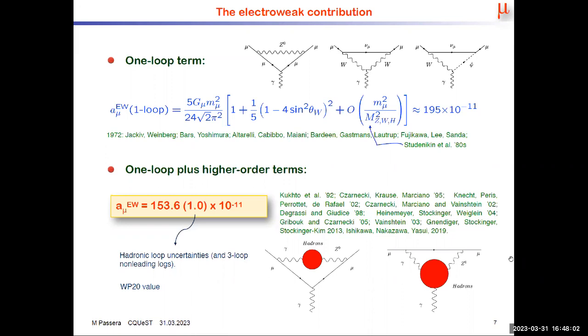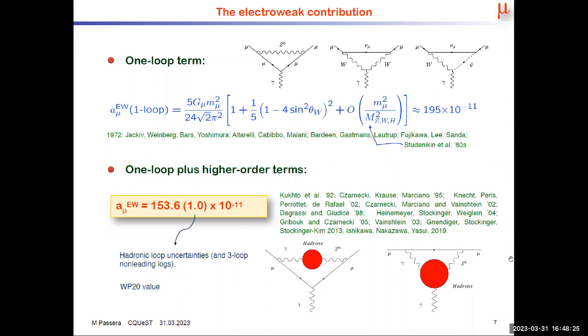And then in the 90s, people started computing higher order. The two loop was computed. There are even higher order contributions that have been studied. And the result is this one here: 153.6 in 10 to the minus 11 with an uncertainty that is negligible. So again, negligible uncertainty, a very good solid result.